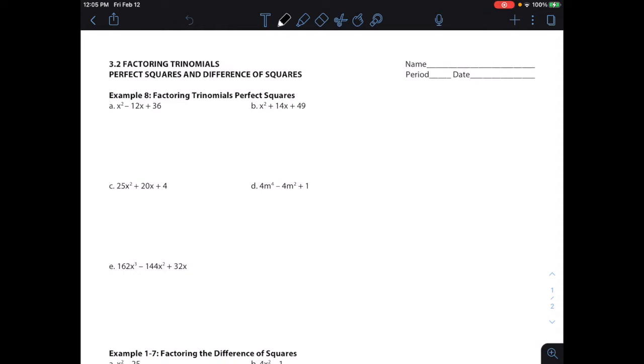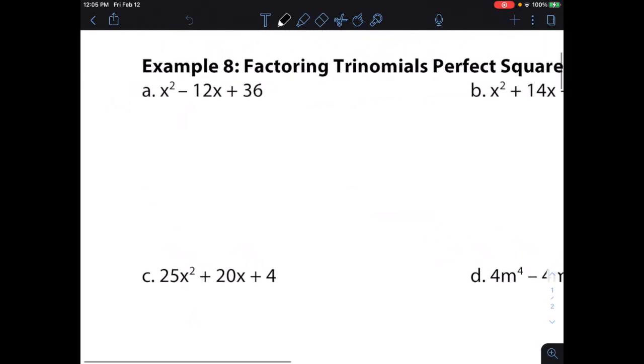And really the simplest way to show you how to do this is to just show you how to do it. So if we look at this first example, we want to look for a first term that's a perfect square. So x squared is a perfect square because x times x equals x squared. And then an ending term that is a perfect square as well. So 36 is a perfect square because 6 times 6 is 36. All you have to do is create two binomials, and we're going to put an x in the beginning because x times x is x squared. And then we're going to put 6's at the end because 6 times 6 is 36.